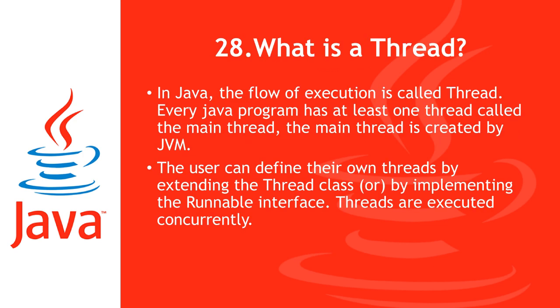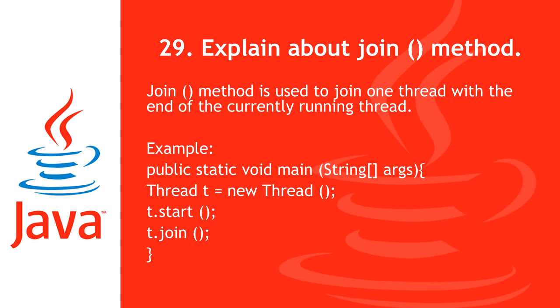What is a thread? In Java, the flow of execution is called a thread. Every Java program has at least one thread called the main thread. The main thread is created by the JVM. The user can define their own threads by extending the Thread class, or by implementing the Runnable interface. Threads are executed concurrently.